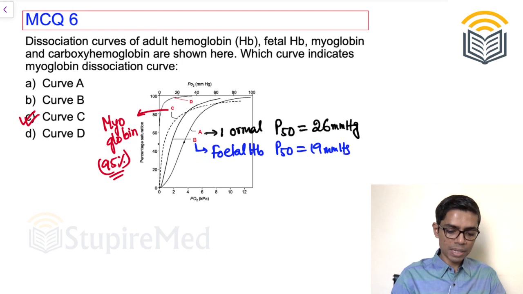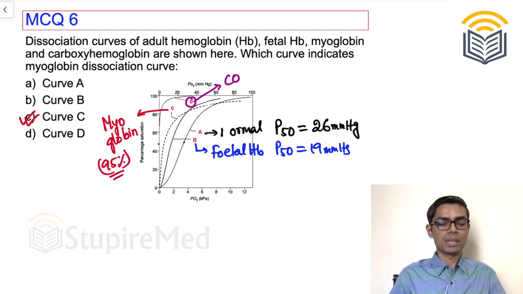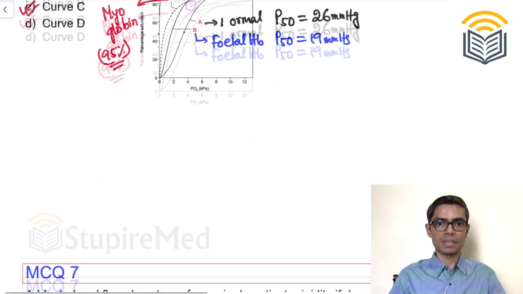So what is curve D? Curve D is nothing but carboxyhemoglobin, that is carbon monoxide poisoning, because all of you know that carbon monoxide has huge affinity for hemoglobin. So even a little amount of carbon monoxide will give a huge amount of carboxyhemoglobin formation. That's why the curve is located on the left hand side of all of these curves. So this is all about question number 6.